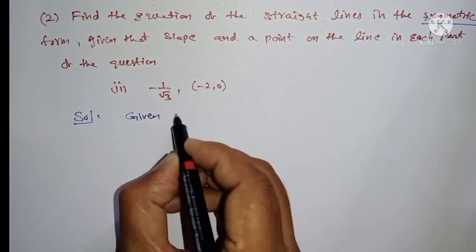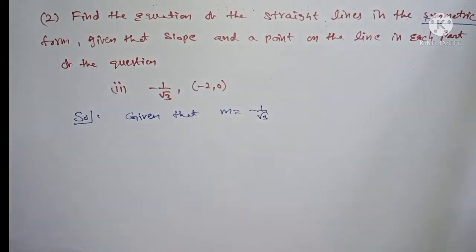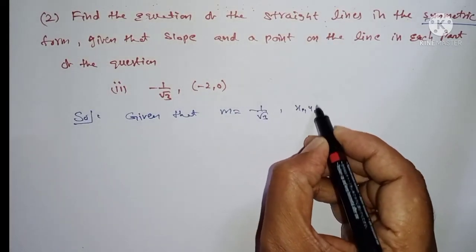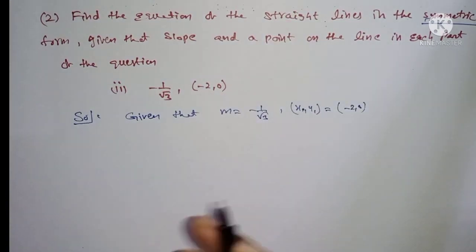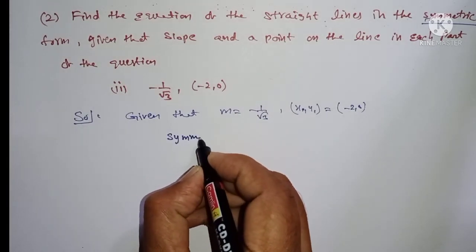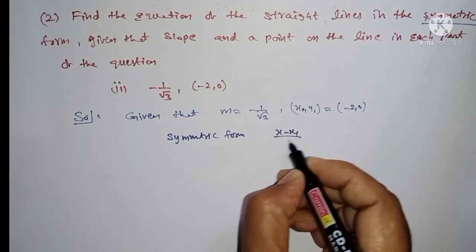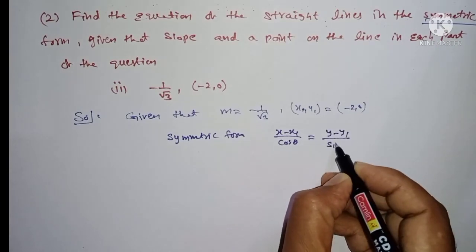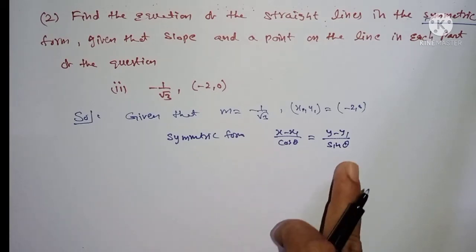Observe here. Given that m is equal to minus 4 by 3 and the point x1, y1 is equal to what is given here, minus 2, 0. What is the symmetric form? Observe here, the symmetric form is (x minus x1) by cos theta is equal to (y minus y1) by sin theta. This is the form. Therefore you can find theta only.